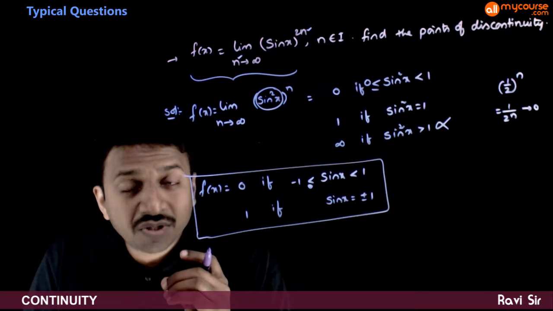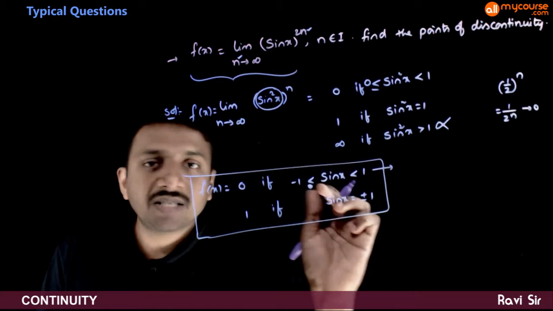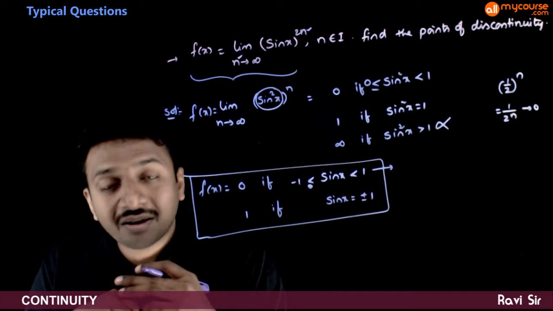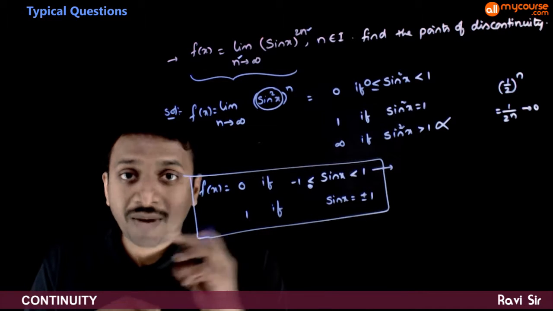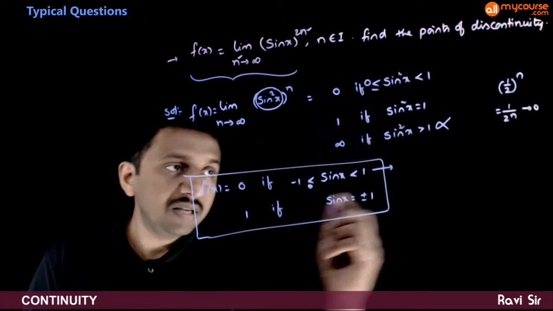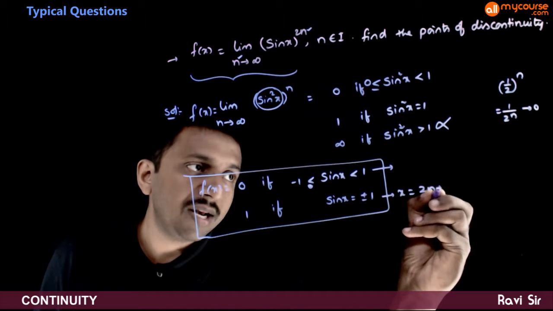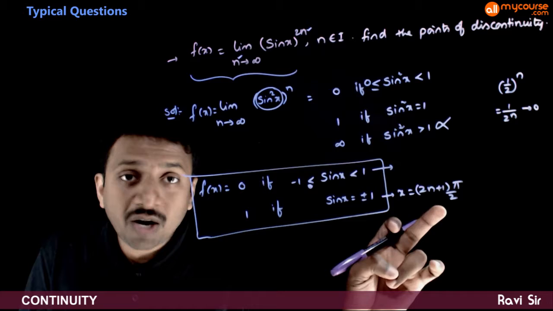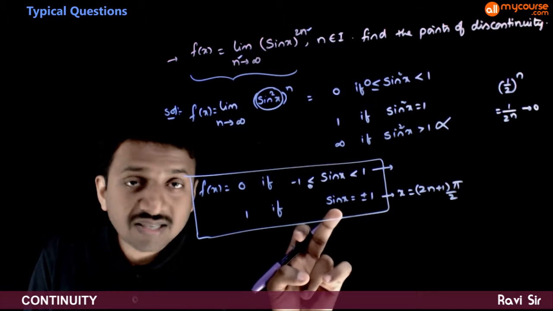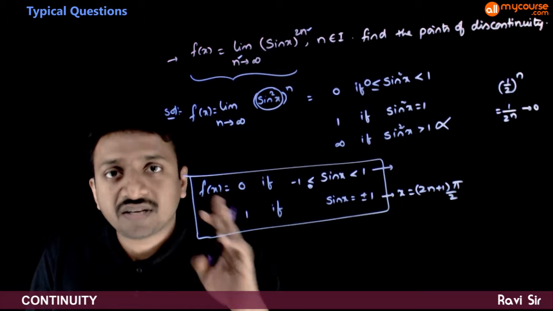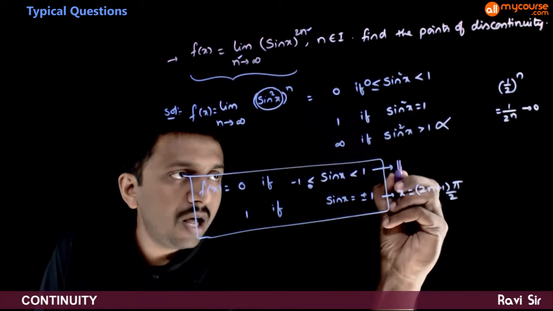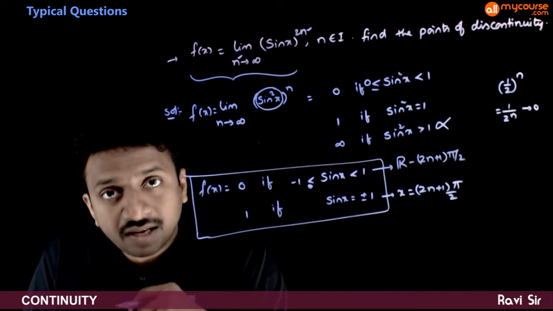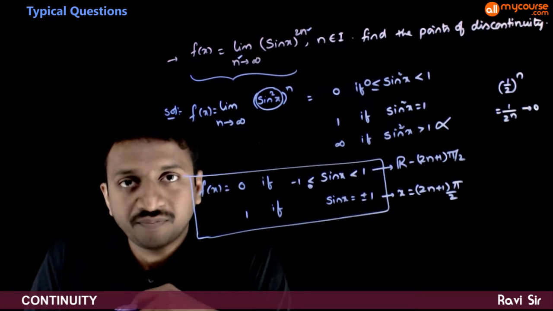And if you think in terms of the values of x, when will sin x be equal to +1 or -1? Sin x will be +1 or -1 at odd multiples of pi by 2. So x is equal to (2n plus 1) times pi by 2. So when x is an odd multiple of pi by 2, then sin x will be plus or minus 1, and at those points f of x is equal to 1. And at all the remaining other values, the value of f of x is equal to 0.